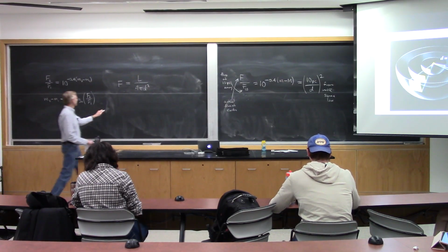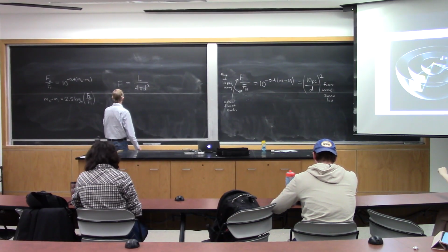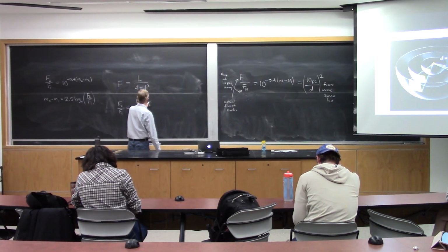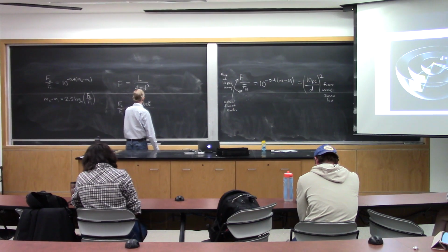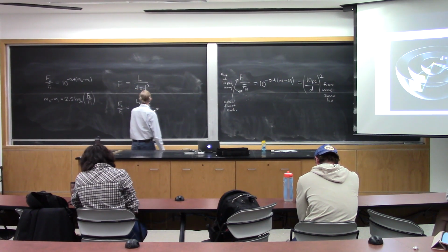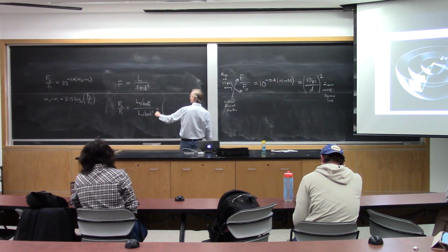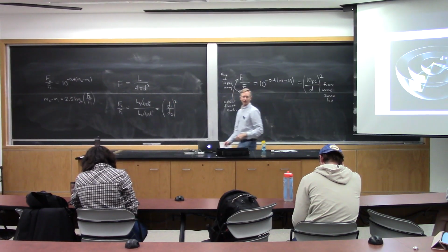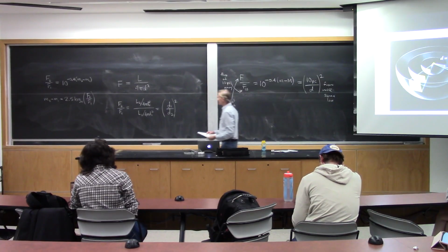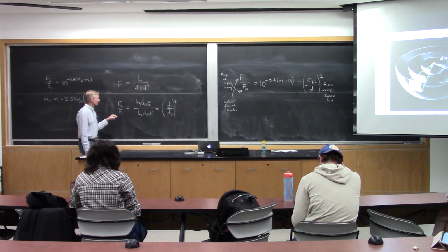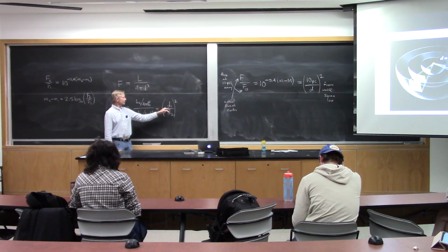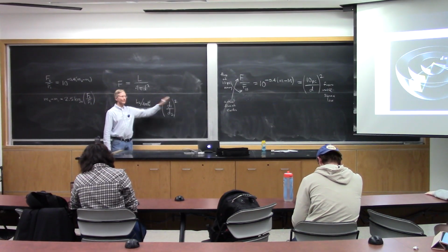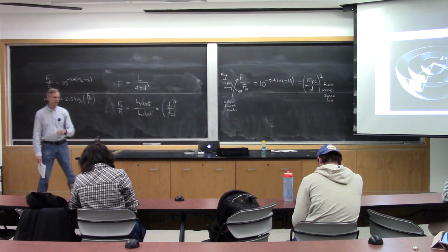Okay, so this says that F2 over F1 is equal to L2 over 4 pi D2 squared divided by L1 over 4 pi D1 squared. So in other words, cancel, cancel, cancel, you get D1 over D2 squared. So another way of writing the inverse square law is to say that the flux ratio is the inverse of the distance ratio squared. That's another way to put the inverse square law.